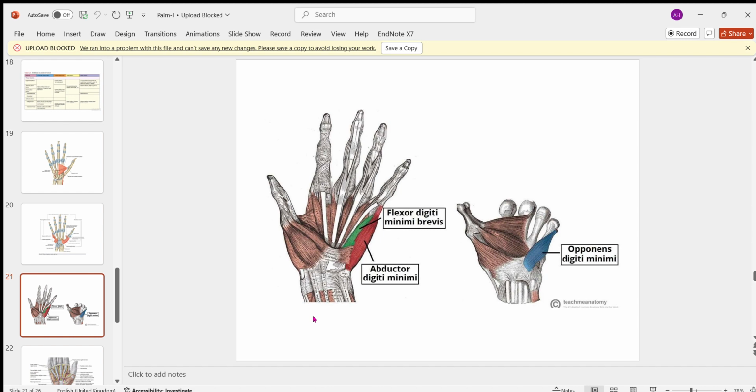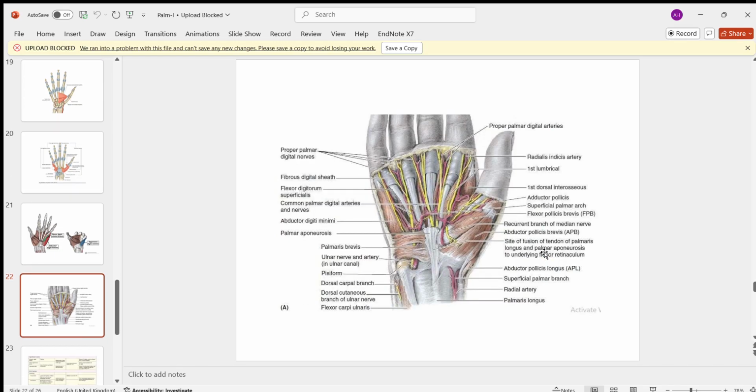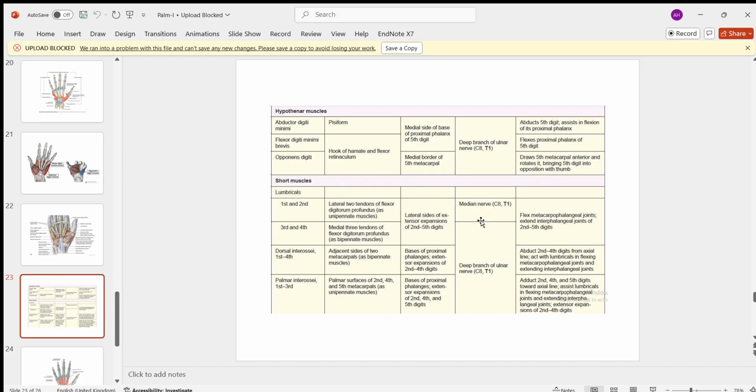Now coming to the muscles of the hypothenar eminence, these are also three in number. One is the abductor digiti minimi, causing abduction of the little digit; the flexor digiti minimi brevis, causing flexion of the little finger; and the opponens digiti minimi, causing opposition of the little finger. This picture repeats the same concept.